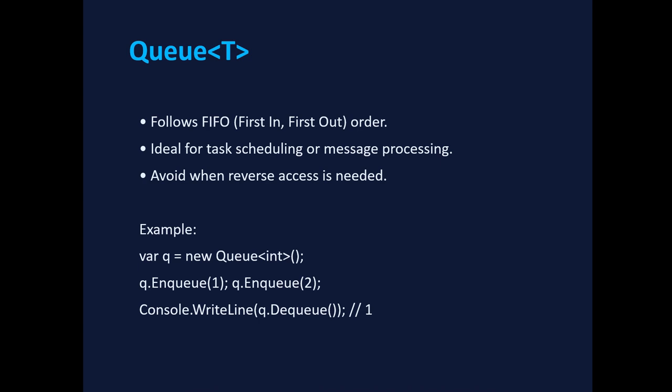Queues and stacks are special because they enforce specific processing rules. A queue supports FIFO, first in, first out. Think of it as a line at a grocery store. The first person in line is the first person to be served. Whoever comes first is going to go out first. So that's how a queue works.